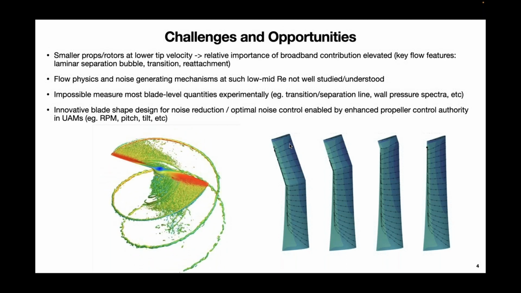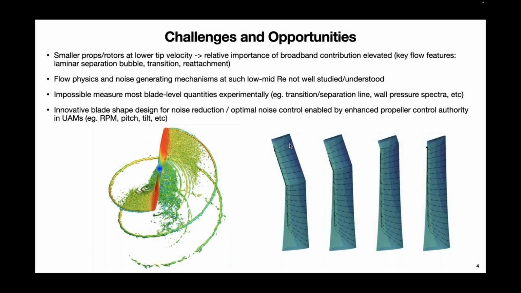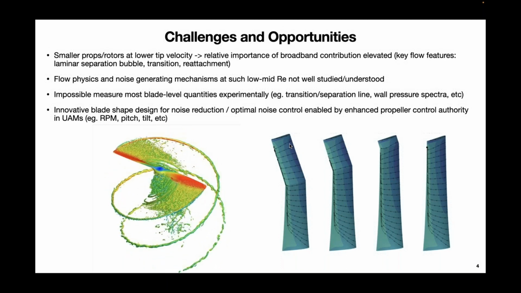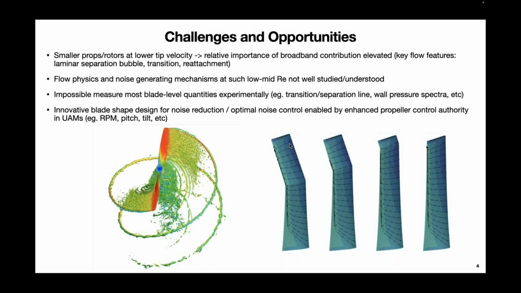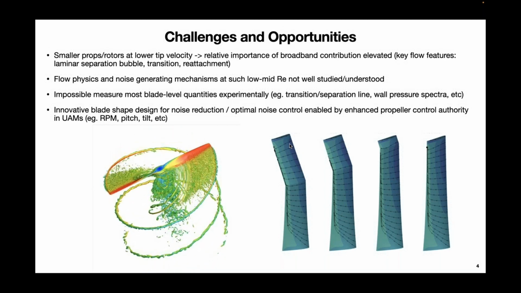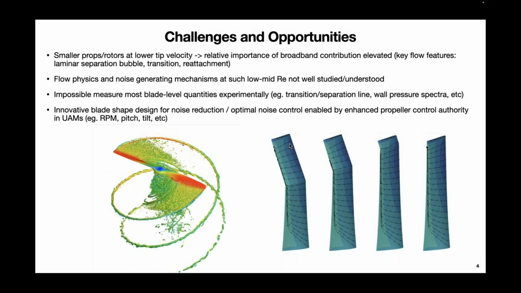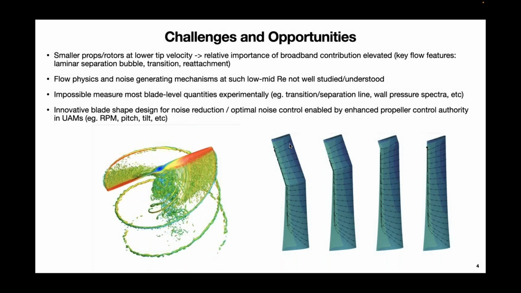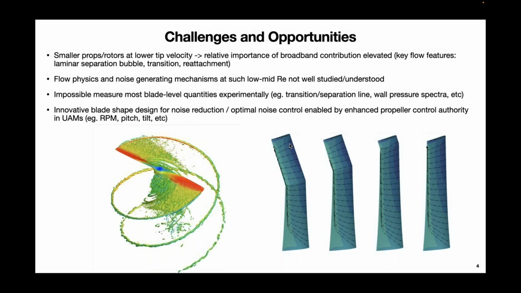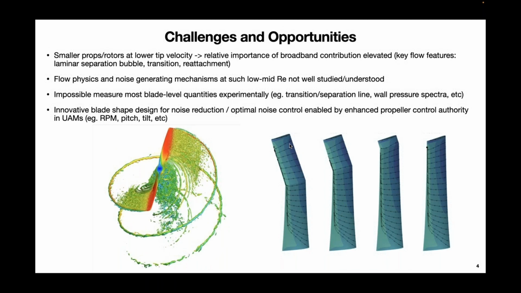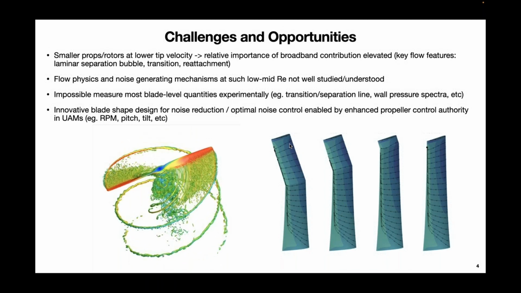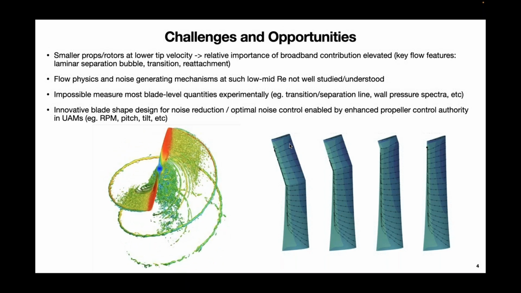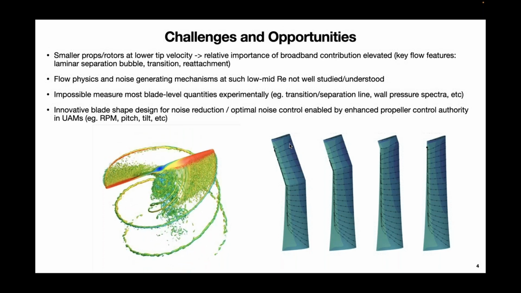However, the flow physics and their related noise generating mechanisms at such low to mid transitional Reynolds number are not very well studied or understood, and part of this has to do with the fact that it's almost impossible to measure experimentally some of the key quantities on the blade level. So what's happening on the blade surface, for example, transition, separation line, wall pressure spectra, etc. To be able to do this, we need high fidelity flow simulation in order to really look at what's happening on the blade and what's generating the noise.